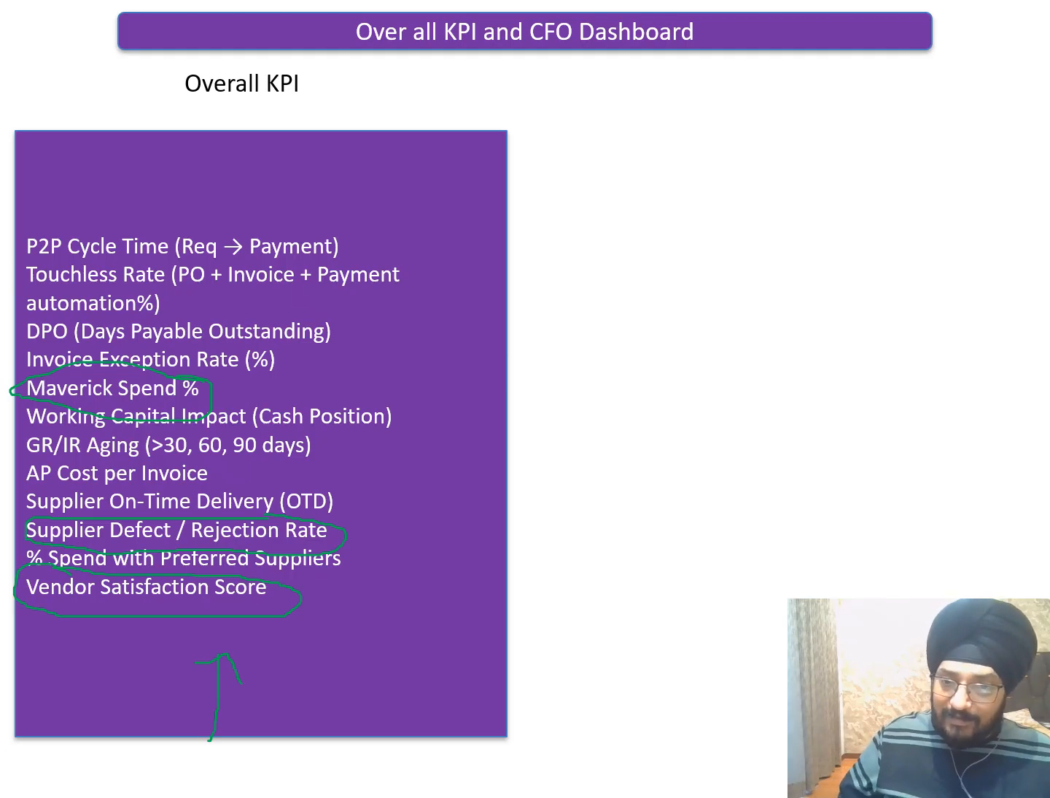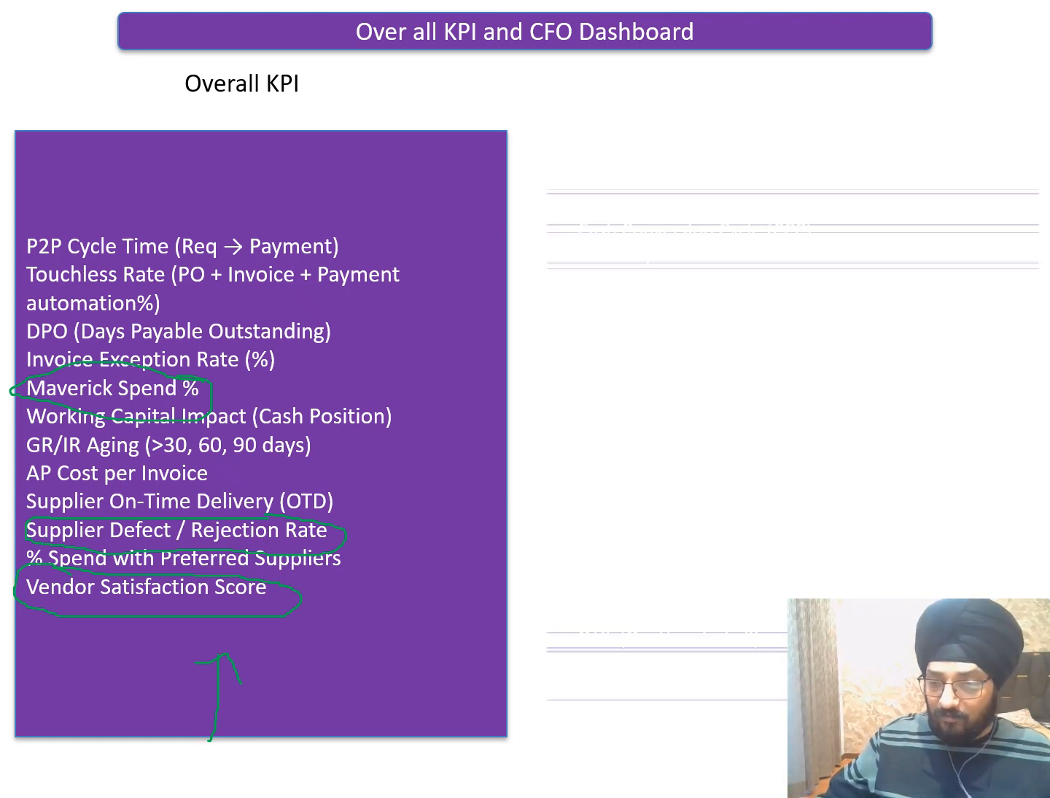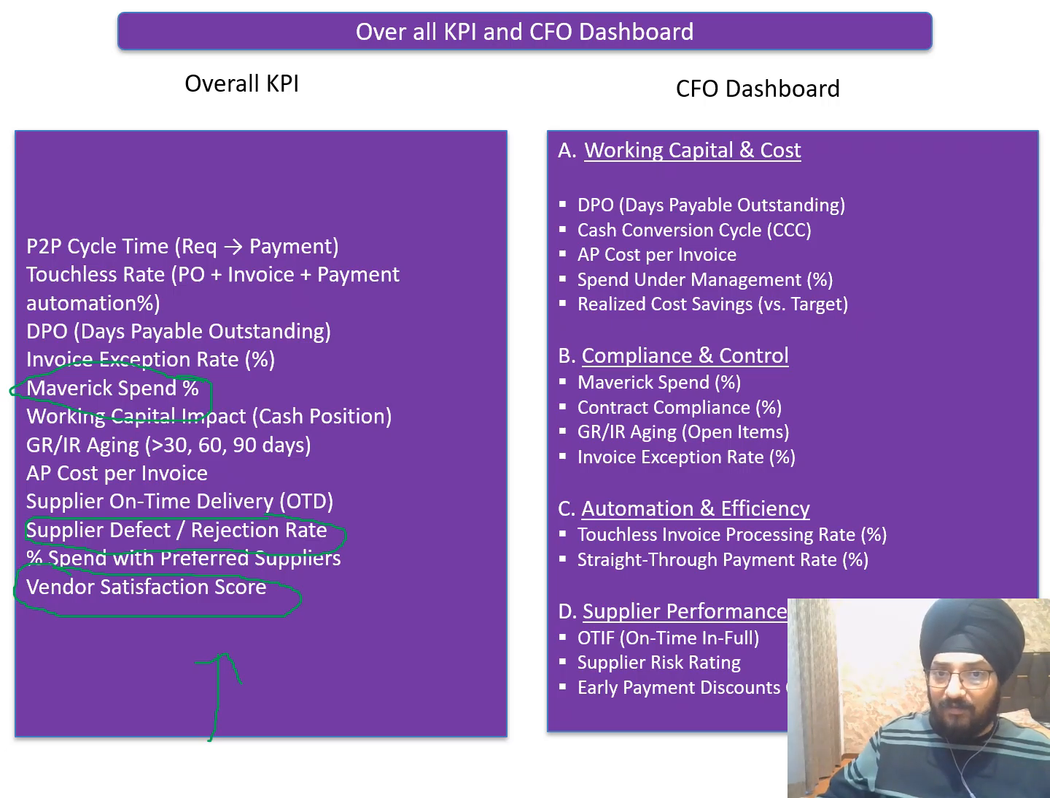But again, at the CFO level, does he require all that information? Maybe or maybe not. But at the end of the day, what he requires is his viewpoint in terms of ensuring that everything is working fine. Let's quickly have a look at that. So definitely he has bucketed his requirement under four heads: working capital, compliance and control, automation and efficiency, and supplier performance.